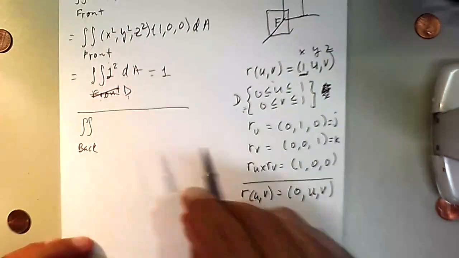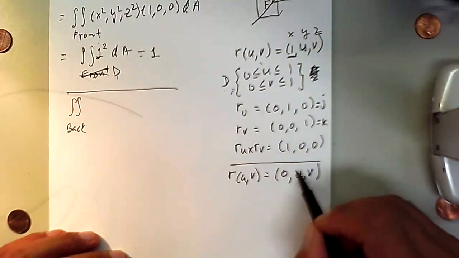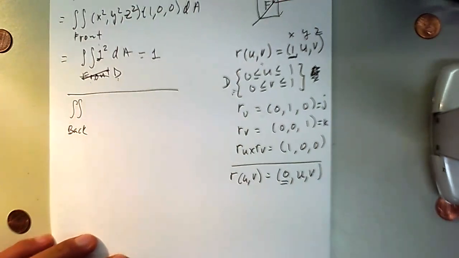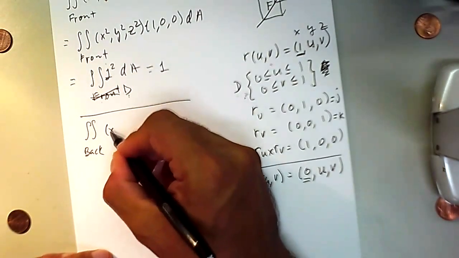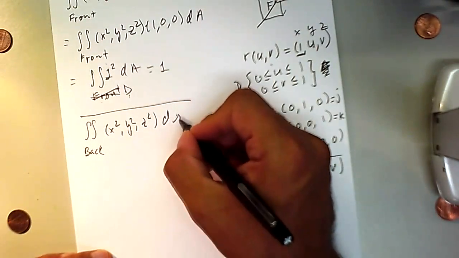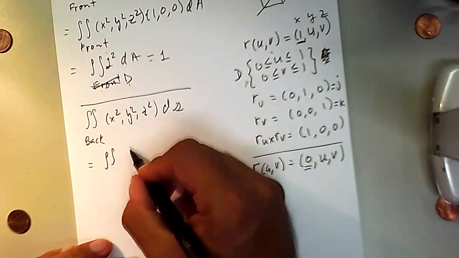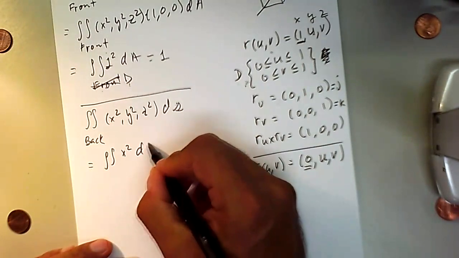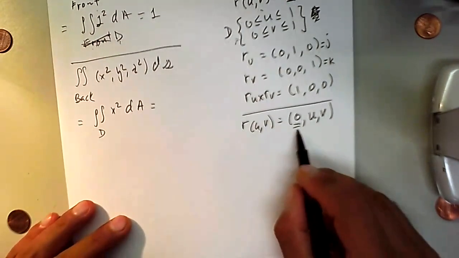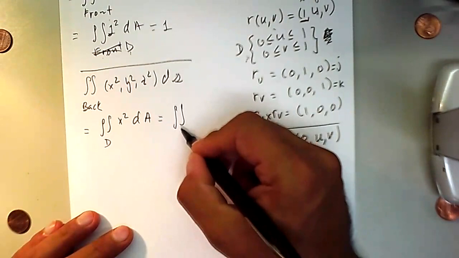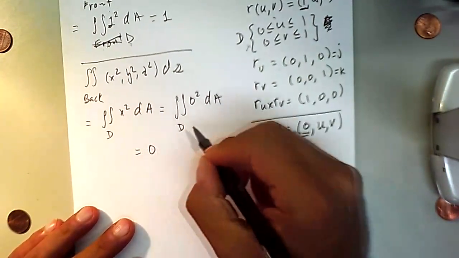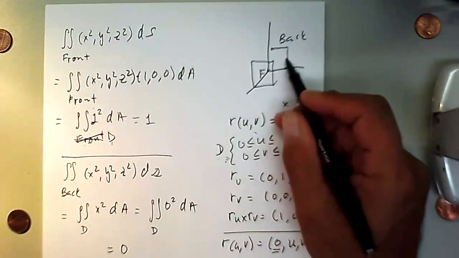Anyway, the back, the only difference with the back is that the x value would be 0. So when we do x squared, y squared, z squared dS, we're going to end up with, again, x squared dA over D. But in this case, x would be 0. So we are double integrating 0 squared dA, which of course is going to give us 0. All right, so the front gives us 1, the back gives us 0.